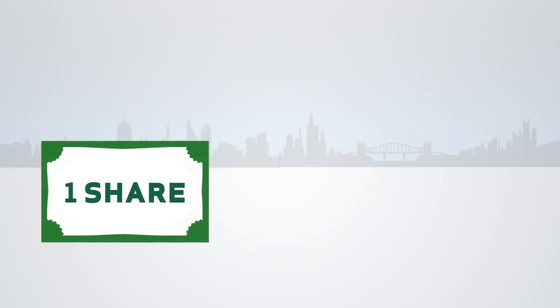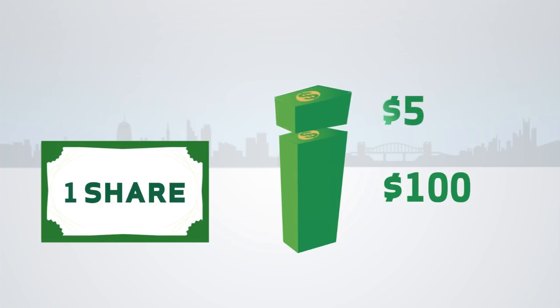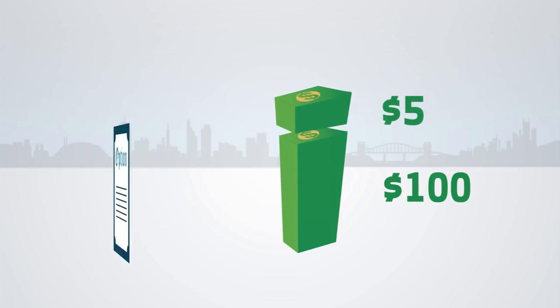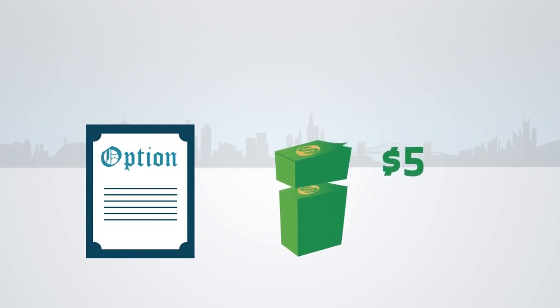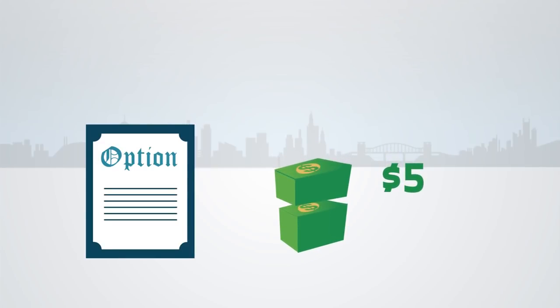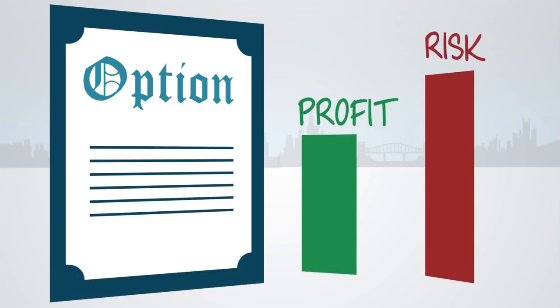For example, consider a stock that's currently trading at $100. If you purchased a share and the price went up $5, you would have a 5% return. With the right option contract, you could profit from this same jump in the stock price while only paying a small premium that costs significantly less than the price of owning the stock. The ability to make more with less is one of the benefits of options trading. However, the potential for greater profits comes with greater risk of losses.